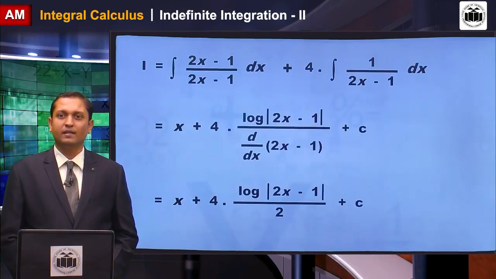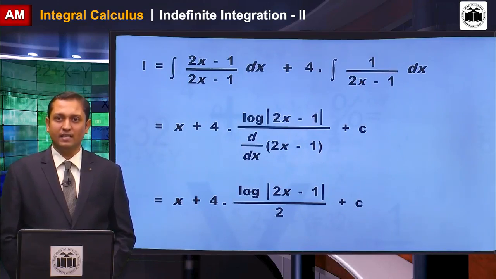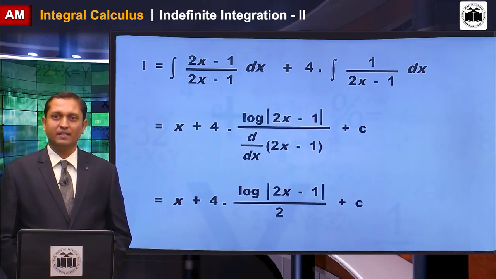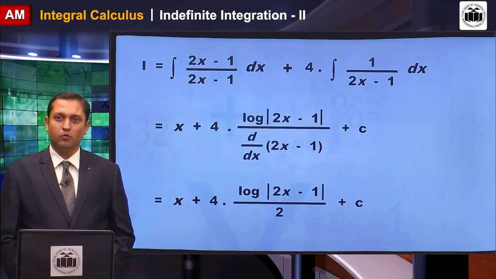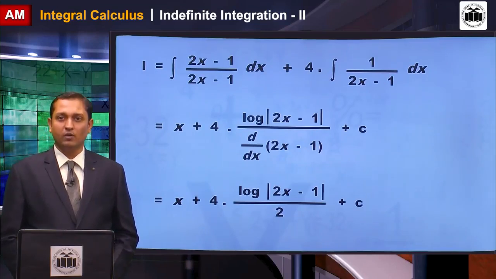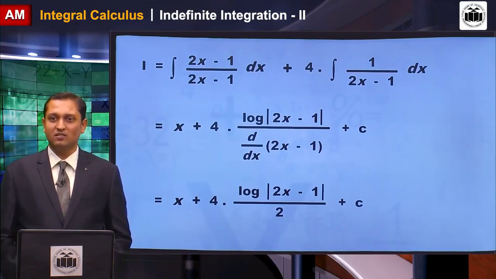Separating the two integrals now and applying the formulas, standard function for integral dx and composite function for integral 1 upon 2x minus 1. Hope you remember to divide the answer of the composite part by the derivative of the composite part, that is 2x minus 1. This is a common mistake that most students make. They don't divide the answer by the derivative of 2x minus 1, that is why they get the answer wrong.